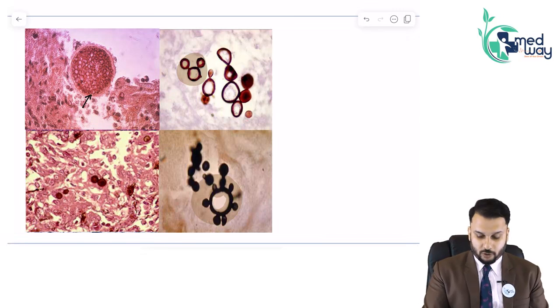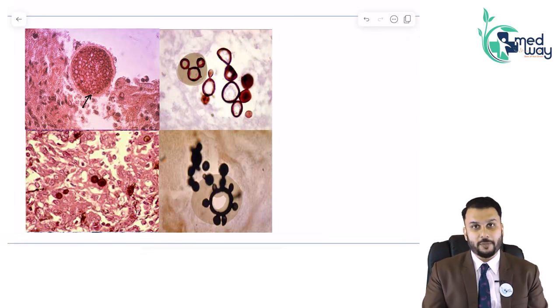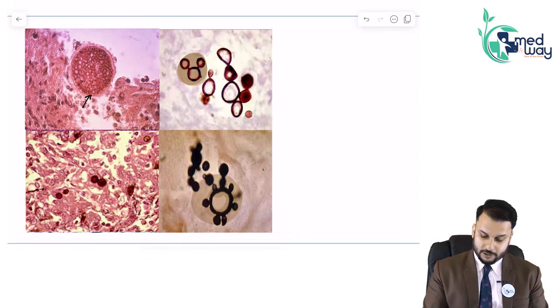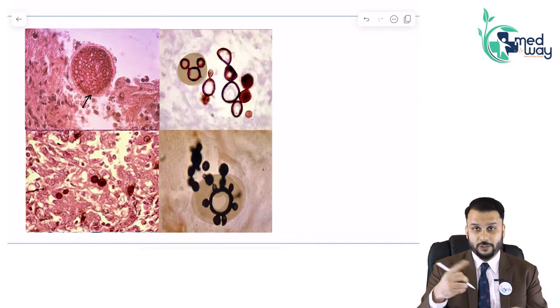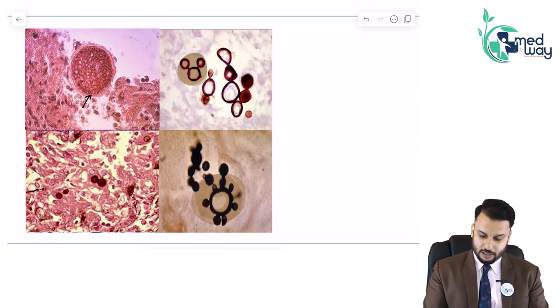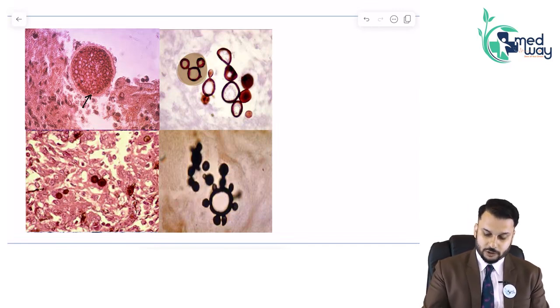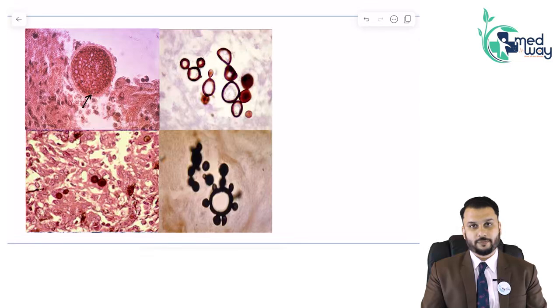Next and the last thing, this and this. The picture on the top represents the Mickey Mouse appearance. And the picture at the bottom I'm highlighting right now is the captain wheel or mariner wheel appearance, a feature of paracoccidioidomycosis. So with this, the discussion of dimorphic fungi is over.